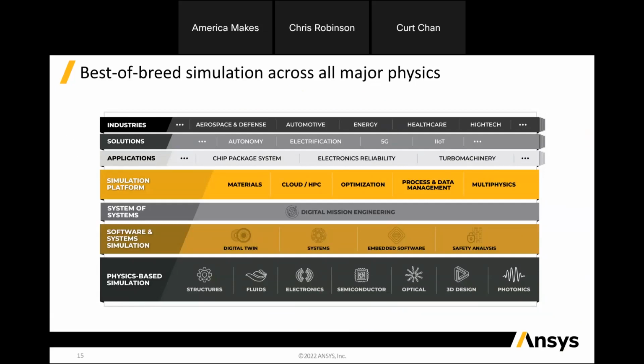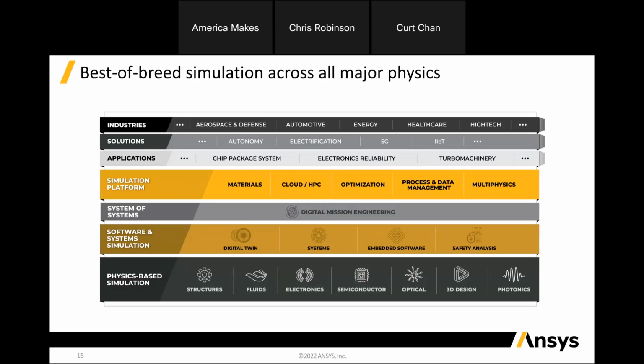But one of the values that comes of simulation as a whole ecosystem is there are many, many more simulation capabilities outside of additive that can be leveraged. So, it goes across industries, solutions, applications, different simulation platforms. You can look at systems. You really get into a lot of these things when you get into software and system simulation, digital twins, and you can leverage that with physics-based simulation, multiphysics.